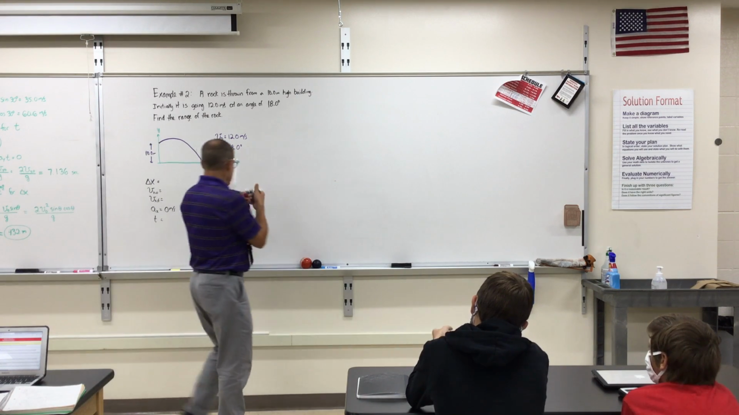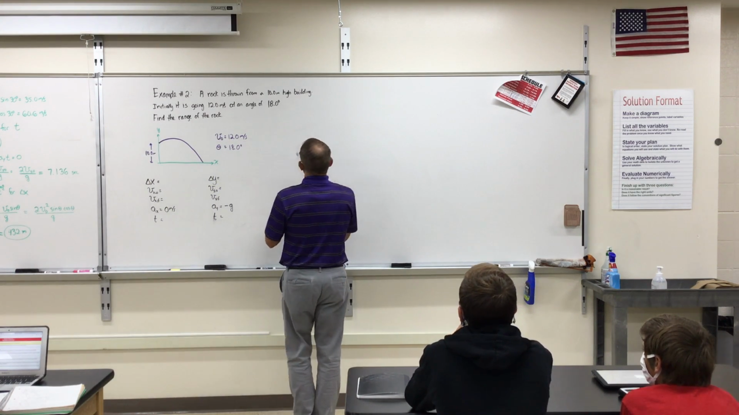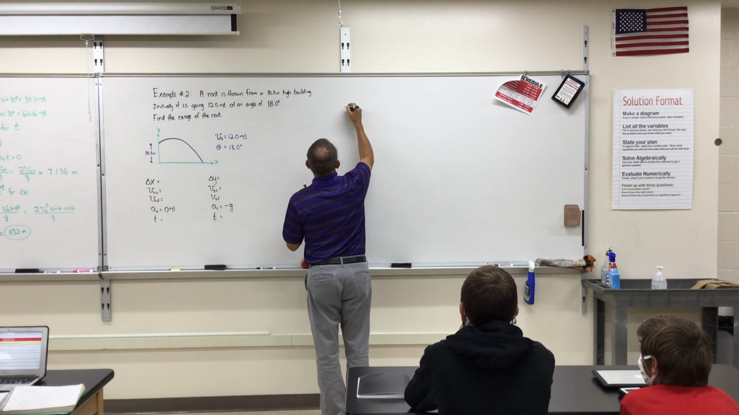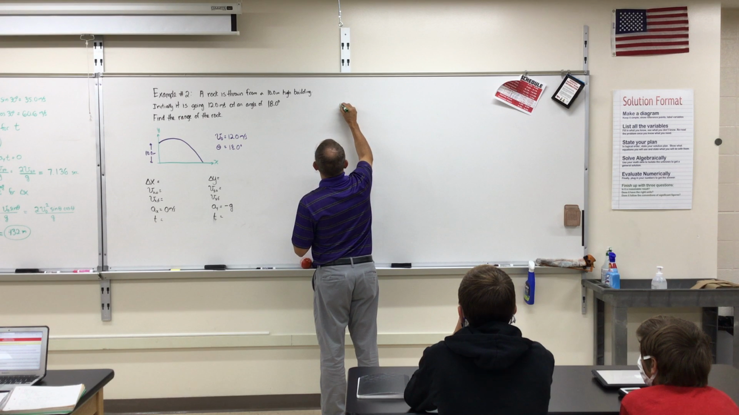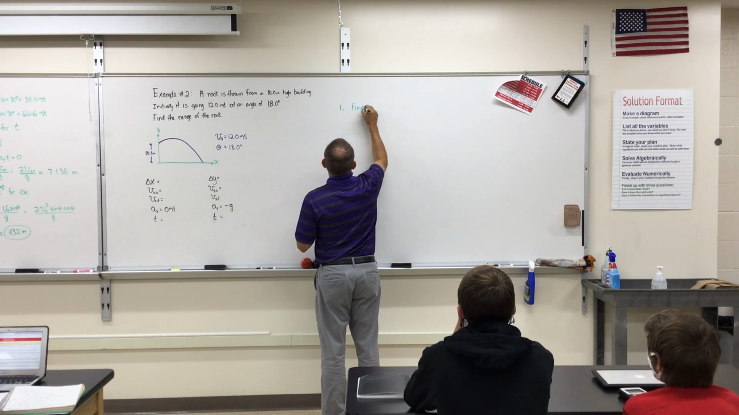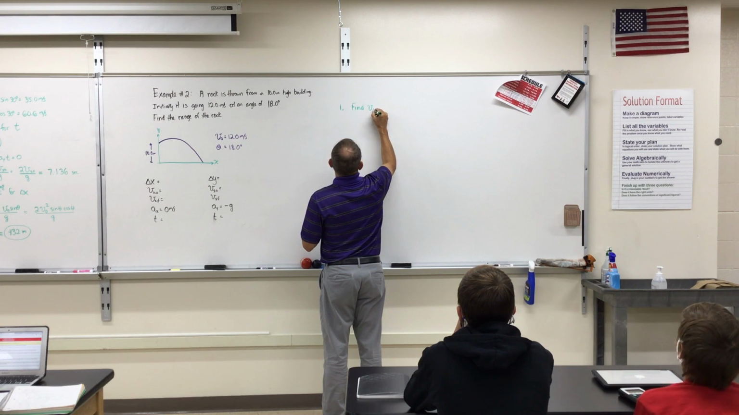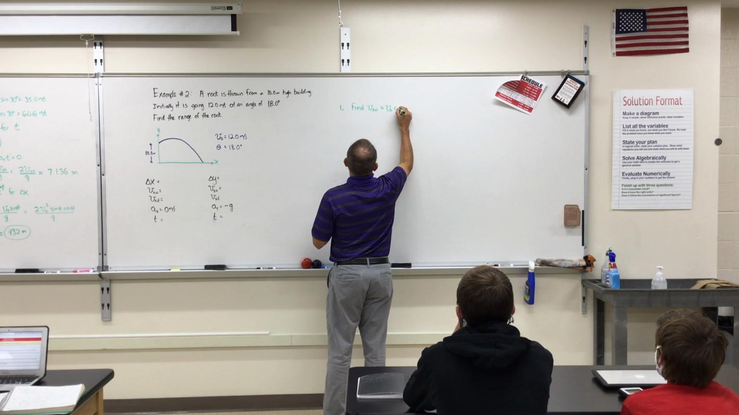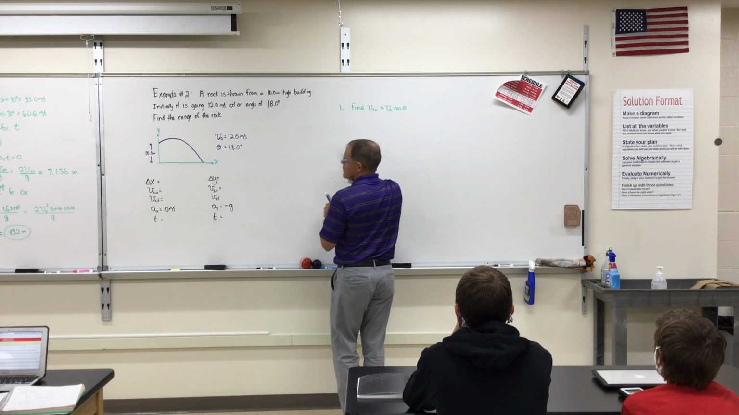Same thing we did before. We are going to start by finding the components of the velocity in the x and y direction. So you ready, Max? Step 1, we are going to find the velocity in the x direction initial, which equals the initial velocity times the cosine of the theta.